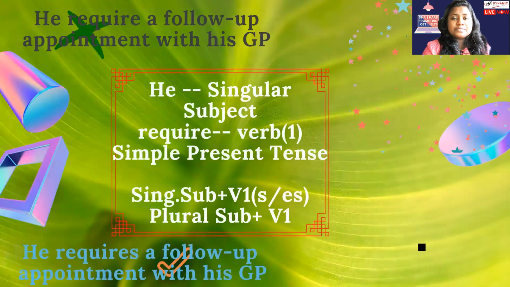So we can check what this agreement is. From the agreement's name itself, it is clear that according to the noun or the subject you are using, you have to use the verb. We know that nouns are classified into many types, but here we are considering only one classification, nouns divided into singular and plural. Usually nouns are used as a subject in a sentence. I have given an example here. He require a follow-up appointment with his GP, and it is marked as wrong.